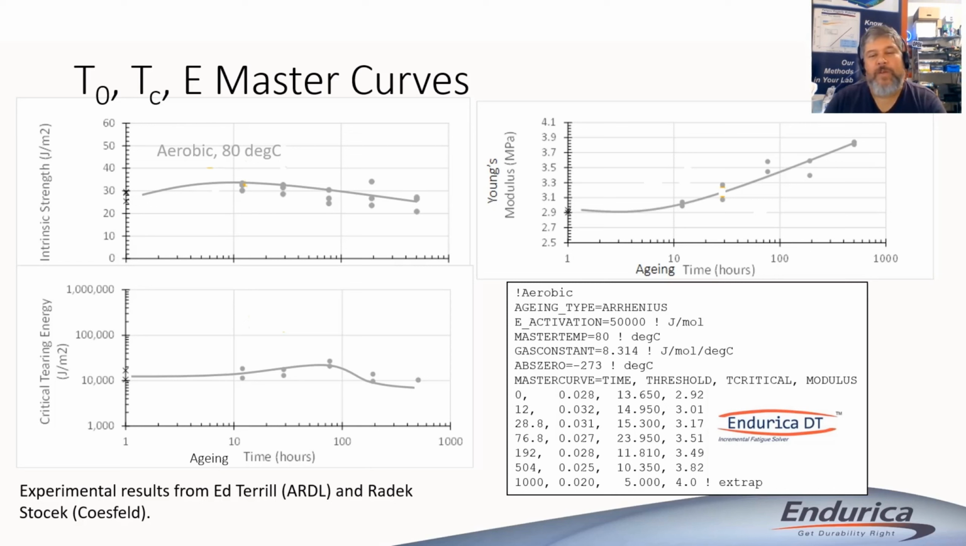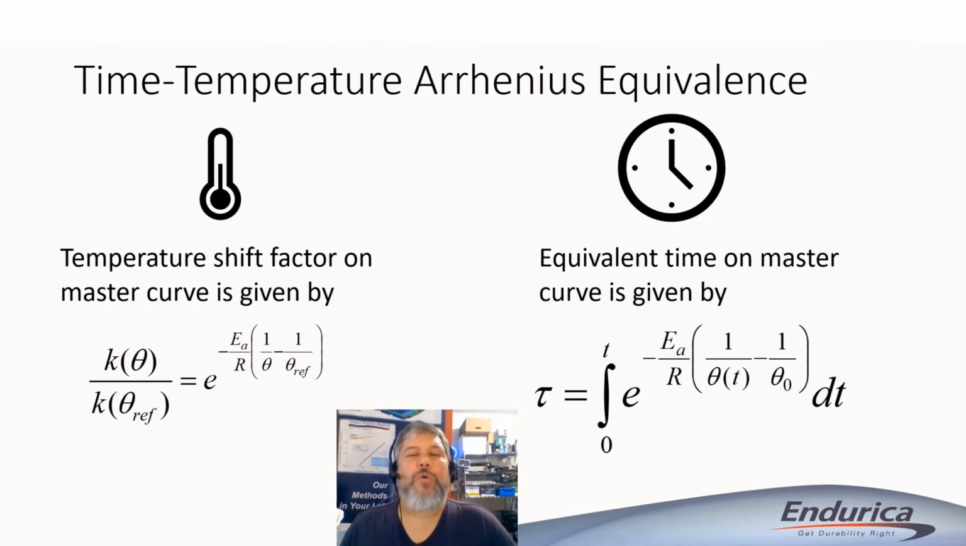All of these parameters can evolve with time, and so we need to be able to represent that in the code. The text box in the lower right is showing the syntax that you can use now in the Endurica solver to define the aged properties and these master curves in the Endurica DT code. We use tabular functions for all of these, so if it happens in the experiment, you can represent it in your simulation.